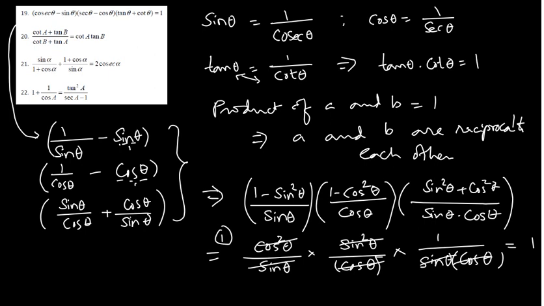Next one is the 20th question. Can you try? So cot A is equal to cos A by sin A. So we just need to substitute. For cot it is cos by sin. For tan it is sin by cos. Then simplify. Same for the denominator, and then you will see something like this. This is a famous thing.